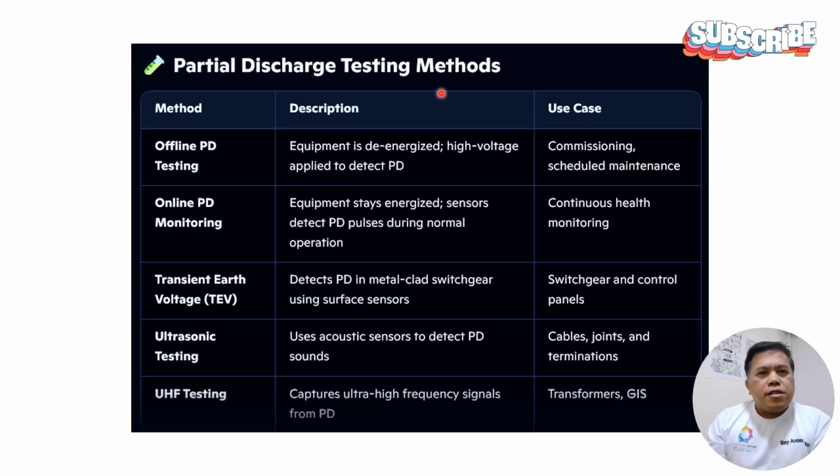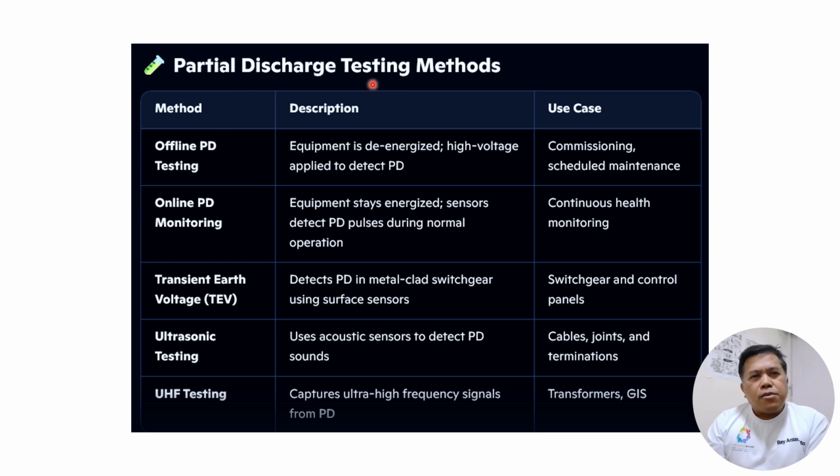So, partial discharge testing methods. These are the methods of how to do the testing: offline, online, transient, ultrasonic testing, and UHF testing.